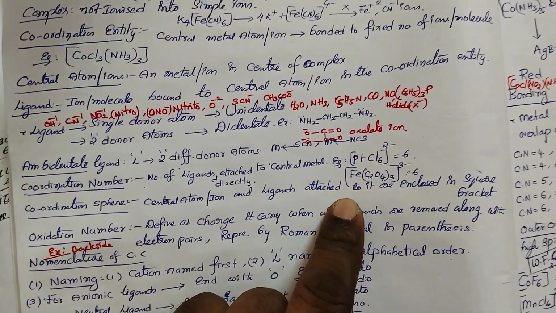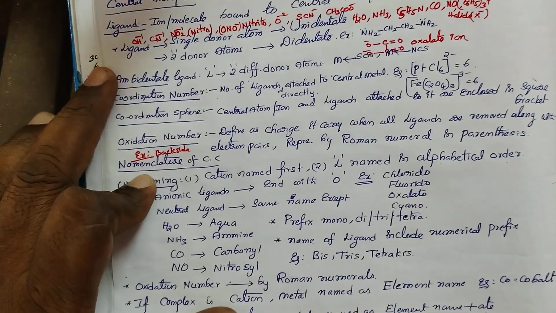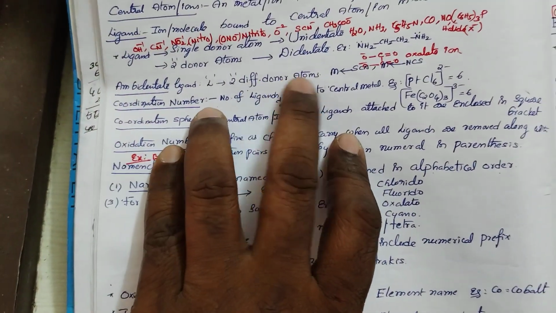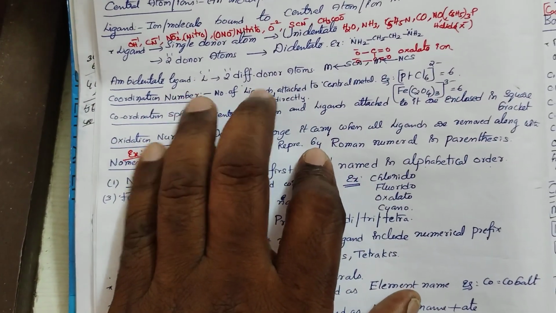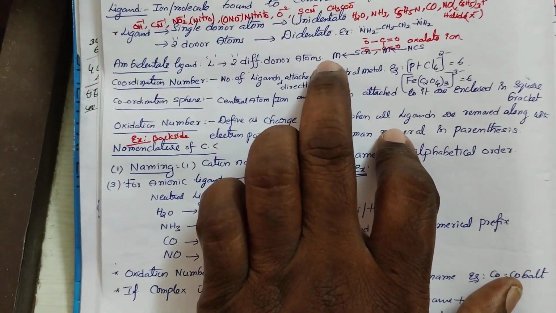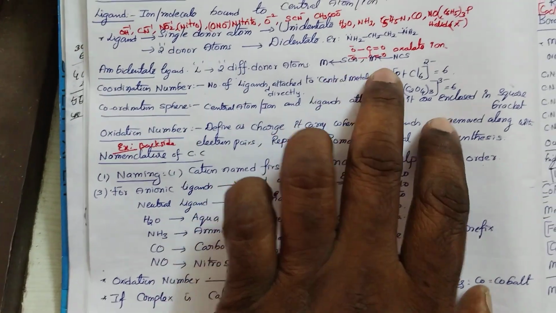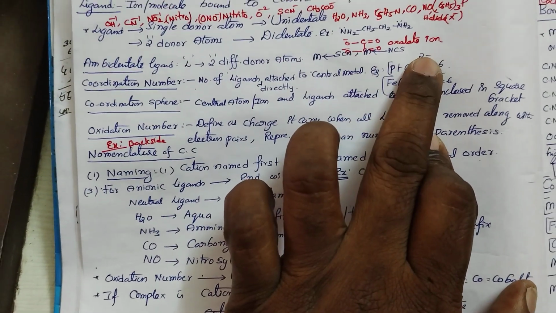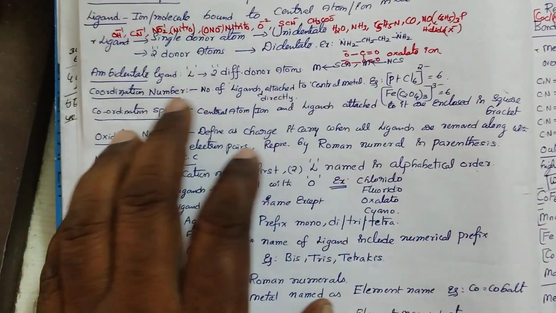Ambidentate ligands: if the ligand has two different donor atoms, it is called an ambidentate ligand. Suppose thiocyanate: if sulfur is attached to the metal atom, that is thiocyanate. If nitrogen is attached, it is isothiocyanate. So it is an ambidentate ligand.